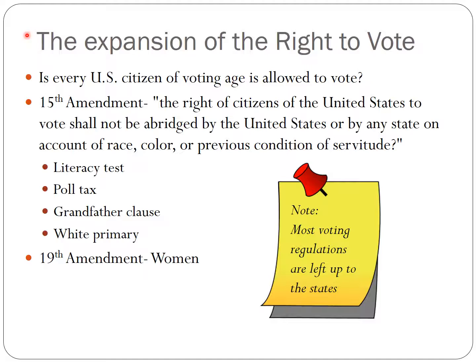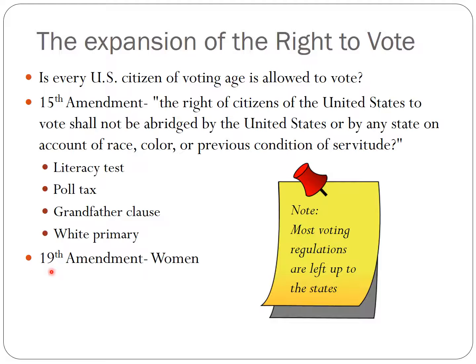The expansion of the right to vote. Is every U.S. citizen of voting age allowed to vote? The 15th Amendment says the right of citizens of the United States to vote shall not be abridged by the United States or by any state on account of race, color, or previous condition of servitude. We have had literacy tests, poll tax, grandfather clause, and white primary.